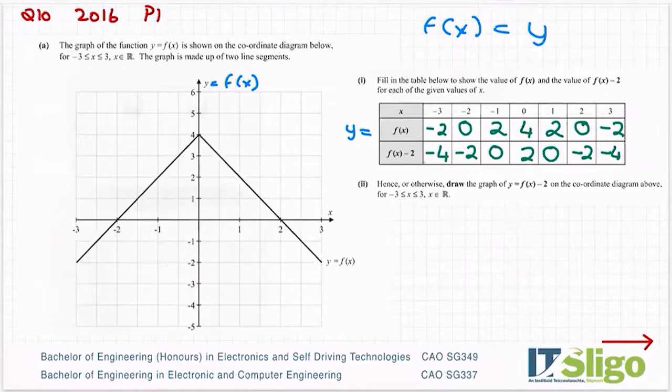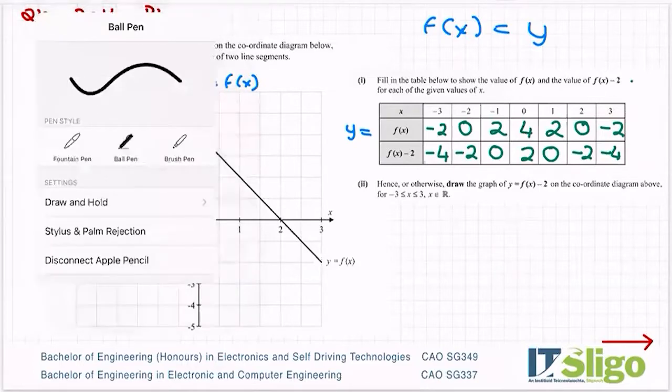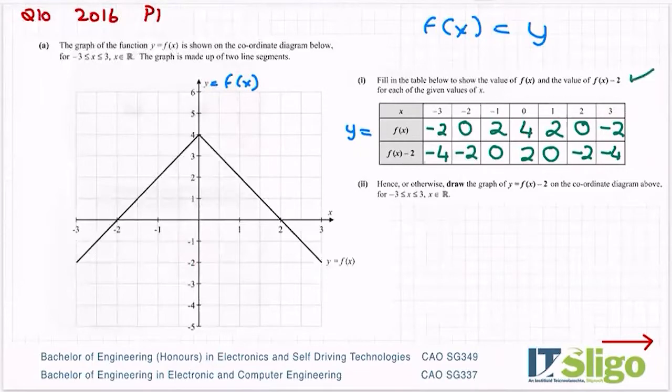Okay, so fill in the tables below. So that's perfect, that's done. And then it says, hence or otherwise draw the graph of y equals f of x minus 2 on the coordinate diagram above, or to the left for our case. So we have to draw this graph.